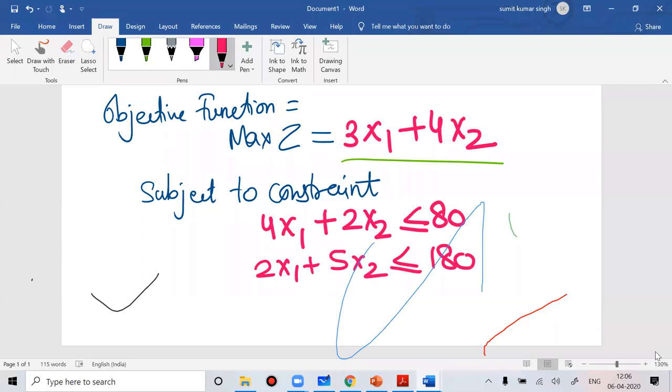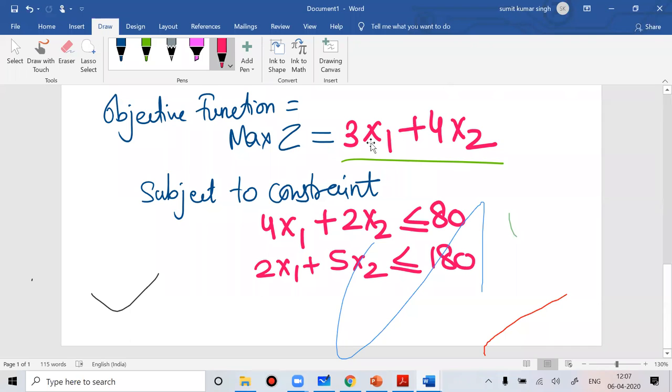So what is your first constraint? When you do grinding, you can use a maximum of 80 hours. One unit of M1 requires 4 hours of grinding, and one unit of M2 requires 2 hours of grinding. The maximum time you have for grinding is 80 hours, and the maximum time you have for polishing is 180 hours. So these are your constraints.